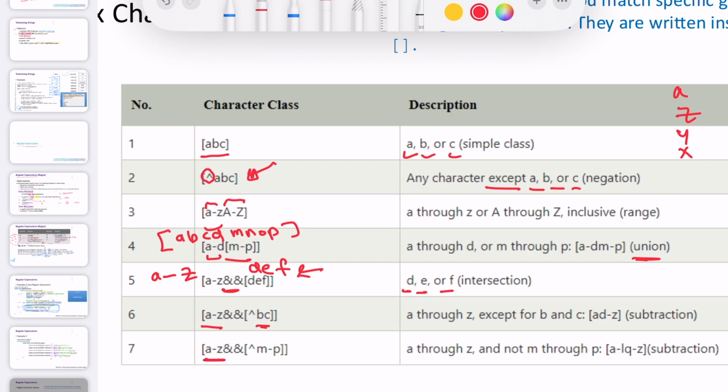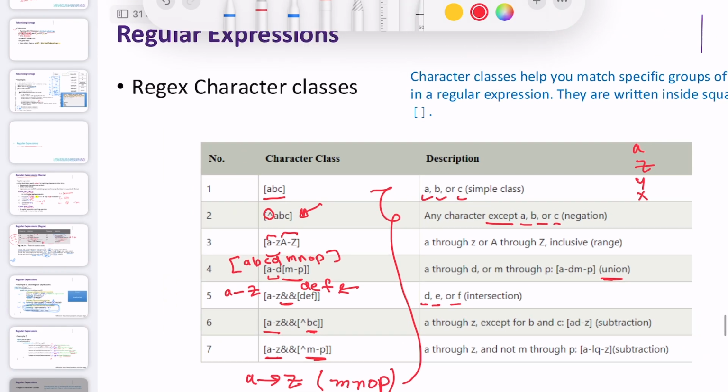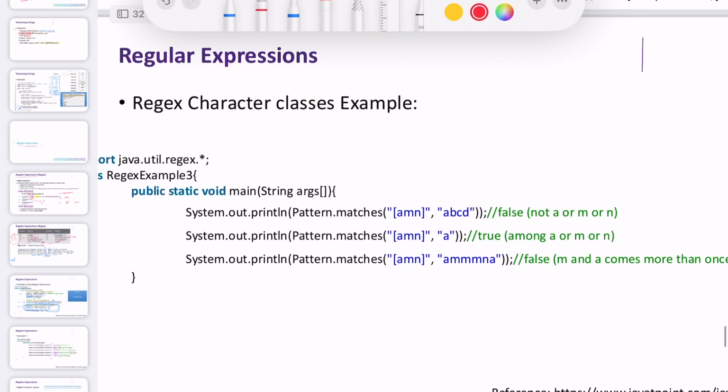Here you are allowing every letter from A all the way to Z apart from this range. You are not allowing any letter from M, N, or P. So anything apart from M, N, O, and P. So this is another way of defining the patterns.